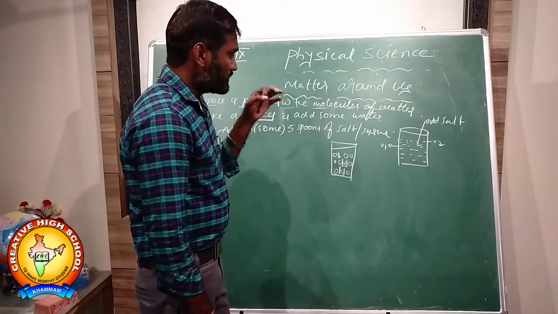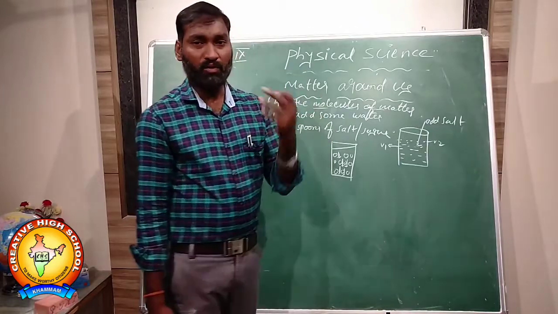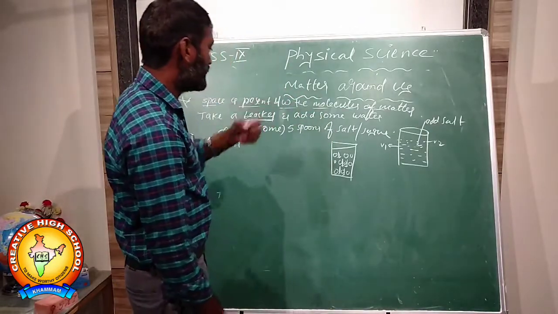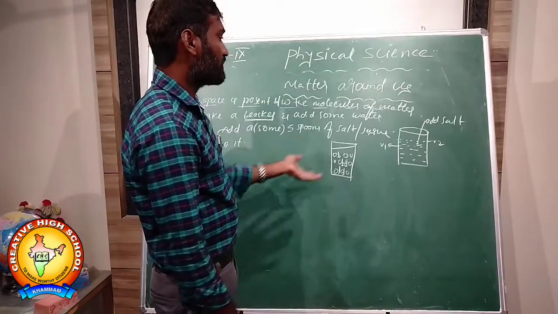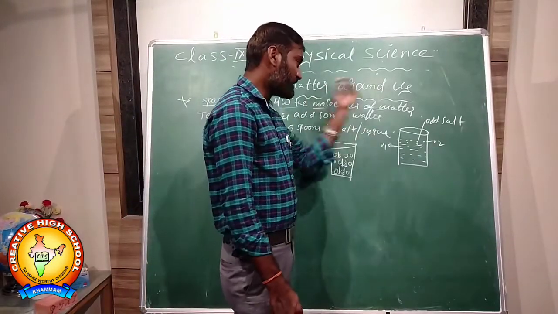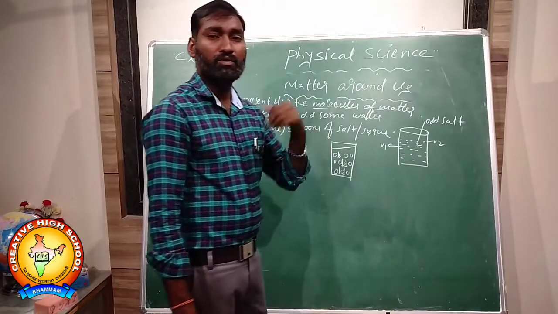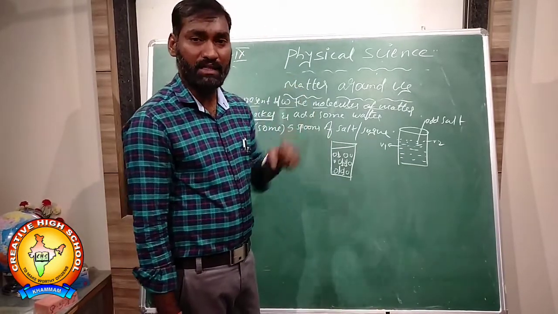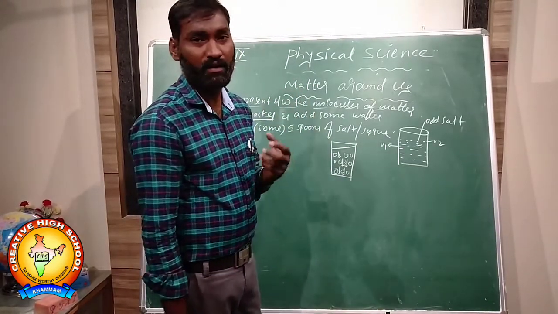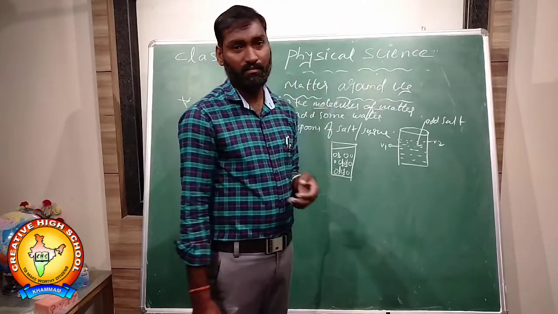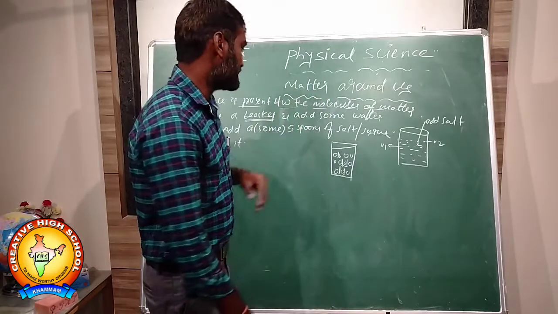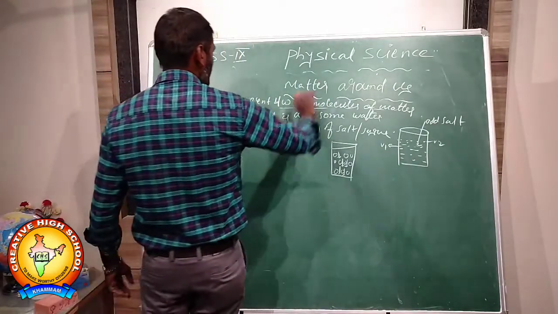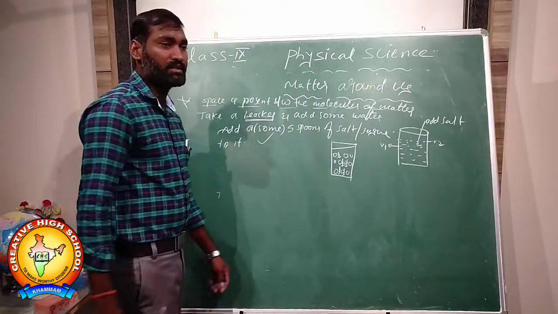So the space between the particles can be filled by adding some material to it. From this experiment we know that the space between the particles is present, and we can fill it by adding some material. That's why the level of the water increases. So this is the activity which explains the space present between the particles.